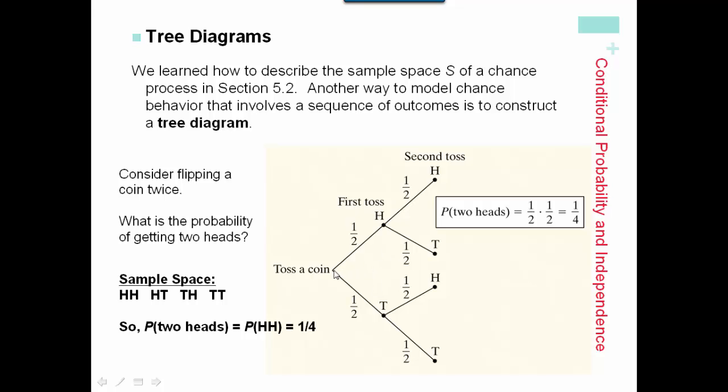We have a coin toss. The probability of a head for each coin toss is a half. So the probability of getting two heads is a half times a half, or 1/4.